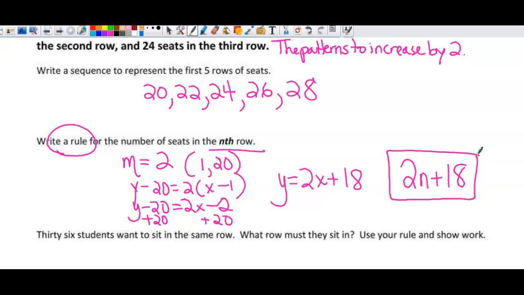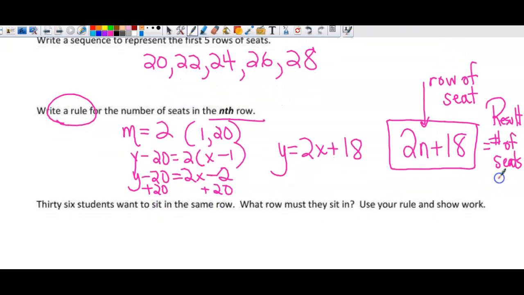Now, because this is a word problem, I'm going to add some things to this. N represents the row of seats. That's the seat row. The result is the number of seats. So once you know the row, you can find the number of seats, or if you know the number of seats, you can find the row.